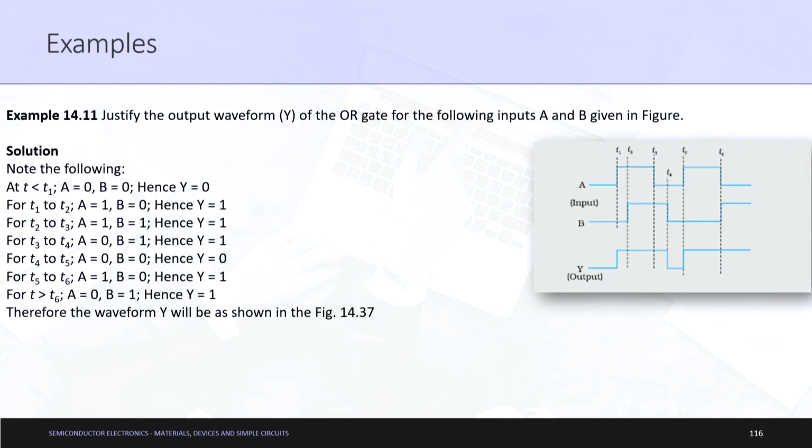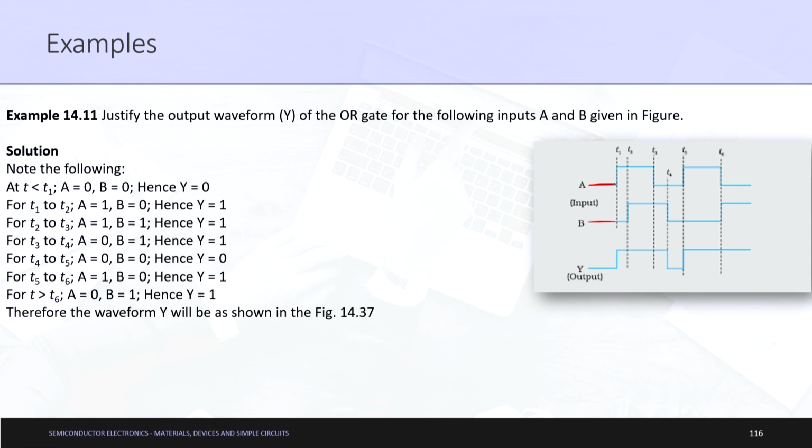So, now let us look at this example. Justify the output waveform Y of the OR gate for the following inputs A and B given in the figure, okay. So, note the following. What happens when t is less than t1? Please look at this scenario here. Let us look at only this waveform here. If t is less than t1, A is 0, quite evident, you can see it is at the downward position, and B is also at a downward position, correct. So, we can say that B is also at 0.